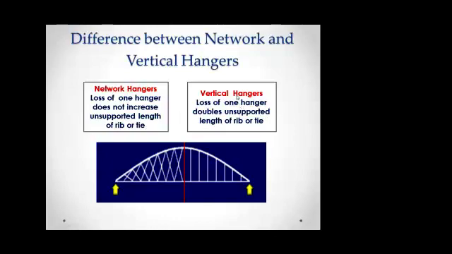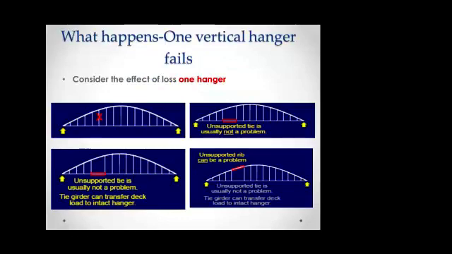Let me show how one vertical hanger fails, how it behaves. Consider that one hanger has failed. You can see this, we are just cutting down one hanger. You can see the unsupported length is created. Usually this will not happen, but even when the material fails, or we are not connecting properly, and one hanger fails, an unsupported length will be created in the tie.